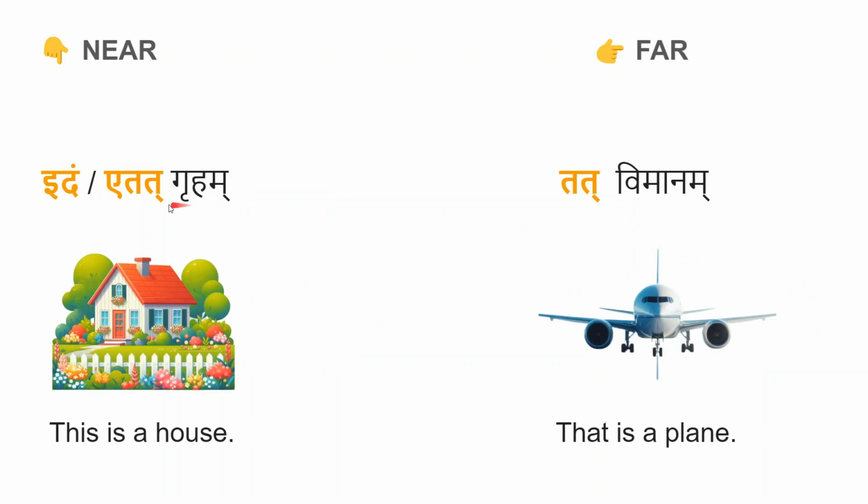Please also note that with the pronoun, the noun form also changes. Okay? Now, this is a house, that's a plane. Idam griham. Griham is house. Etat griham. This plane is away from me, far away from me, so I can say tat vimanam.